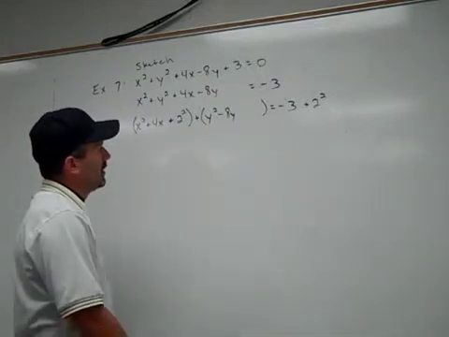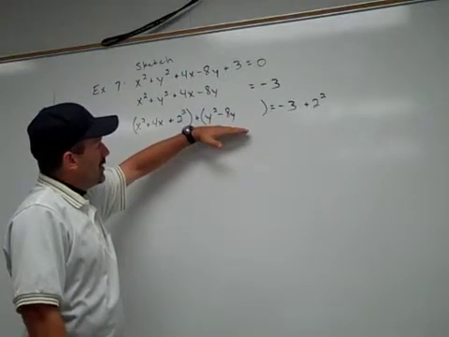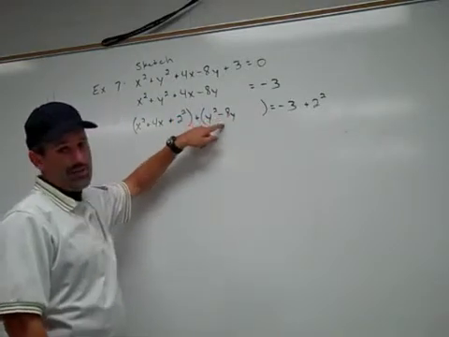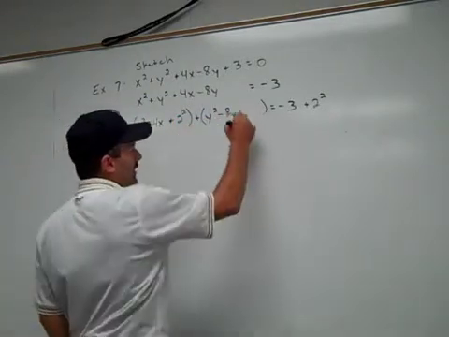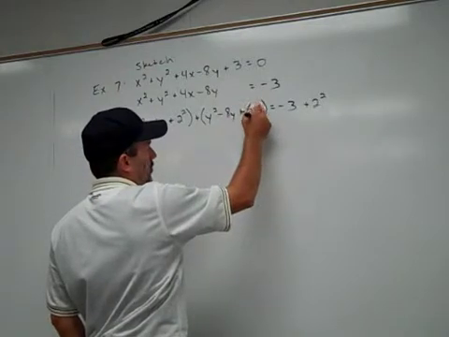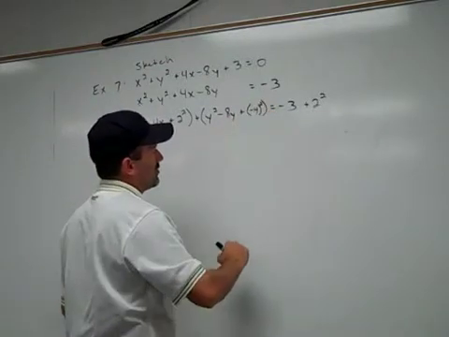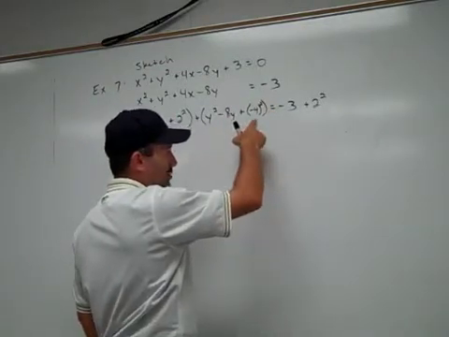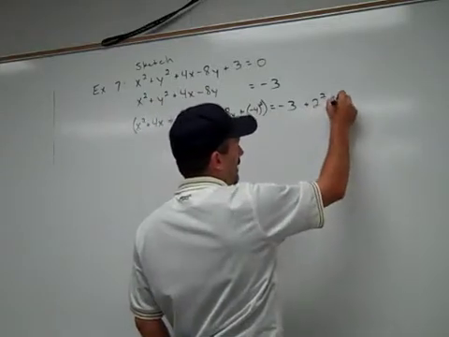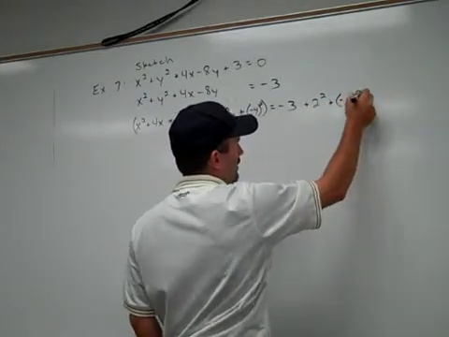If you look at this one, we have to take half of negative 8. Half of negative 8 is negative 4, and we need to square that also. So since we're adding negative 4 squared on the left-hand side, we have to add negative 4 squared on the right-hand side.